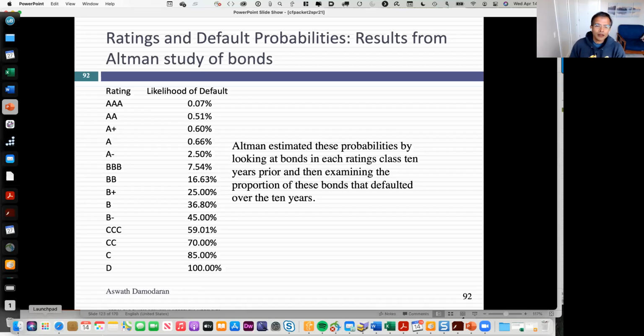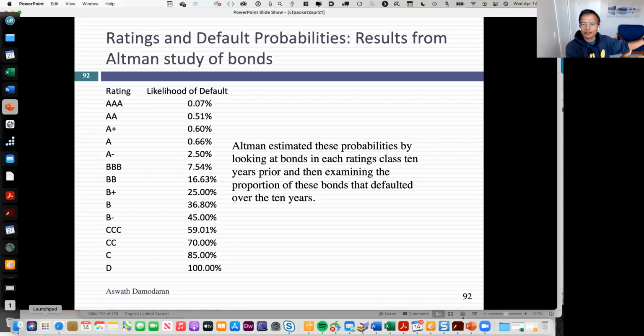This is from Ed Altman, who teaches at Stern. Default risk has been the focus of his research for the last 50 years. He actually used to update these probabilities every year. I don't know whether he's done it for the last couple of years, but I can send you a link on Moody's where you can get the updated numbers, where he estimates the probability of default for each ratings class over the next 10 years.